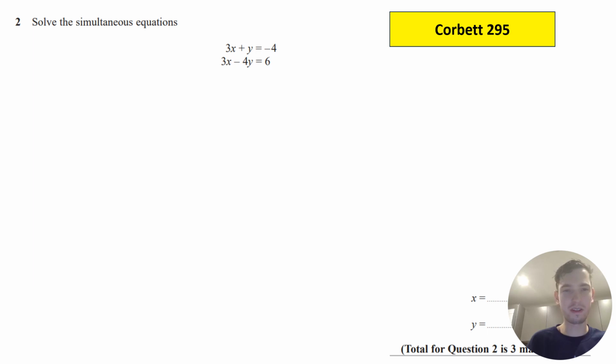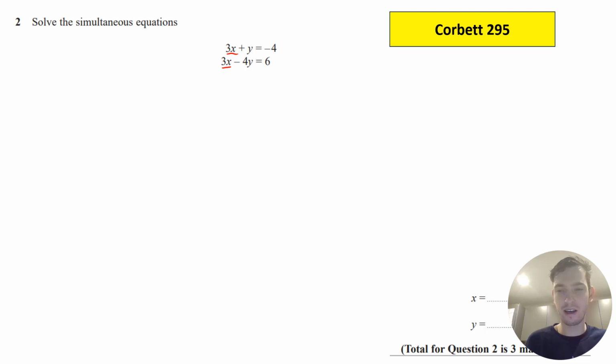Okay, next one, solve the simultaneous equation. So I've got 3x plus y equals minus 4, 3x minus 4y equals 6. So the first thing I'm looking at is to see if the coefficient of x or y is the same. If it's not the same, I'm going to need to multiply one or both of the equations. But I can see that my x's are the same. I've got 3x and 3x, so I don't need to multiply any of the equations.